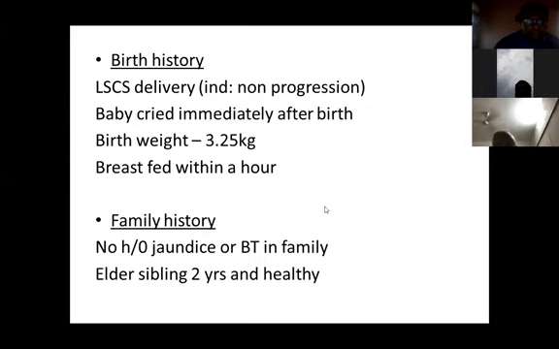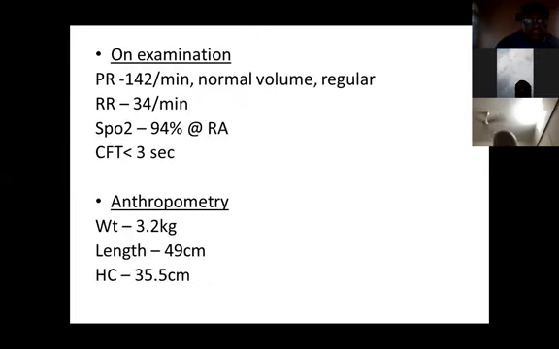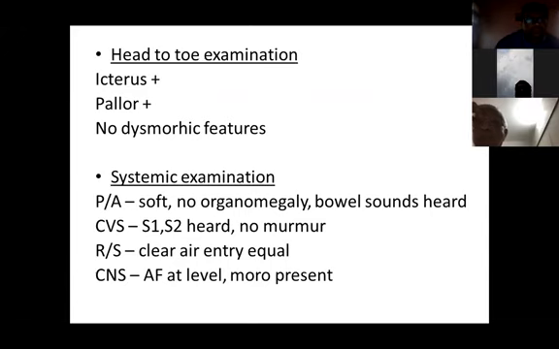Family history, there was no history of jaundice or blood transfusion in the family, and the elder sibling is 2 years and healthy. On examination, the pulse rate was 142, normal volume, regular, respiratory rate was 34 per minute, saturation was normal, and CFT was less than 3 seconds. Anthropometry, weight was 3.2 kilos, length was 49, head circumference was 35.5 centimeter. Head-to-toe examination, child had icterus and was pale. There were no dysmorphic features, and systemic examination was completely normal.